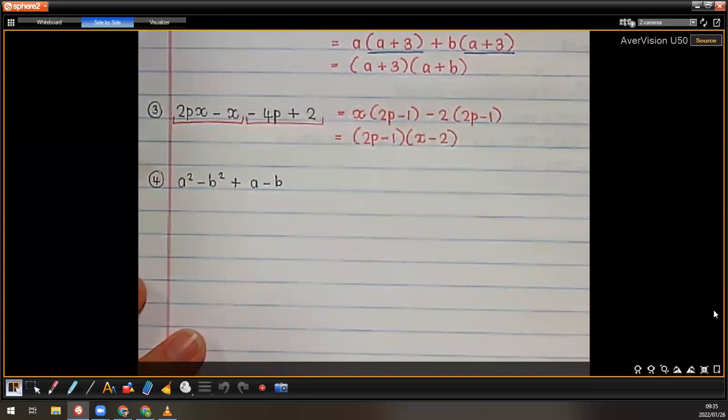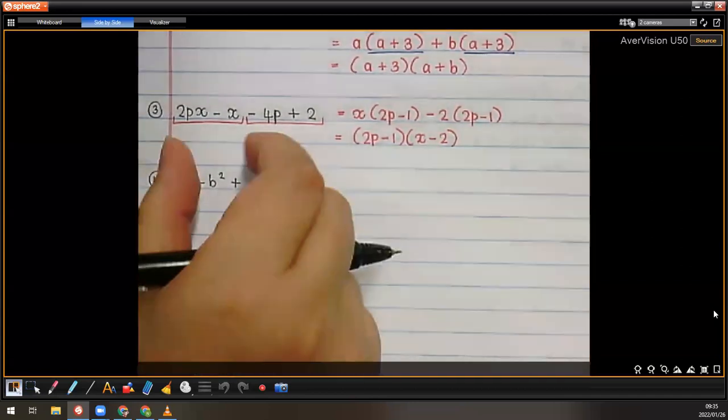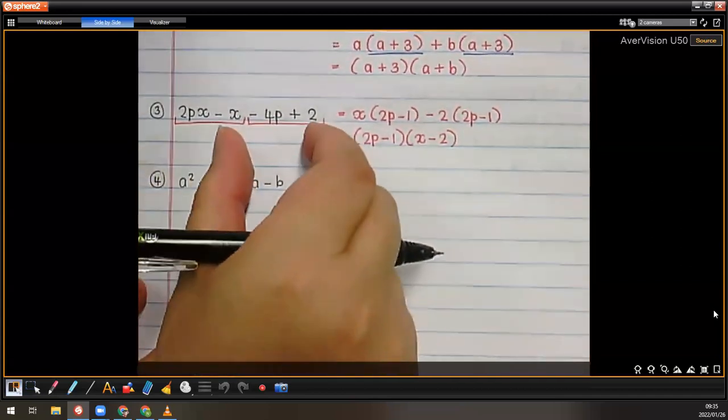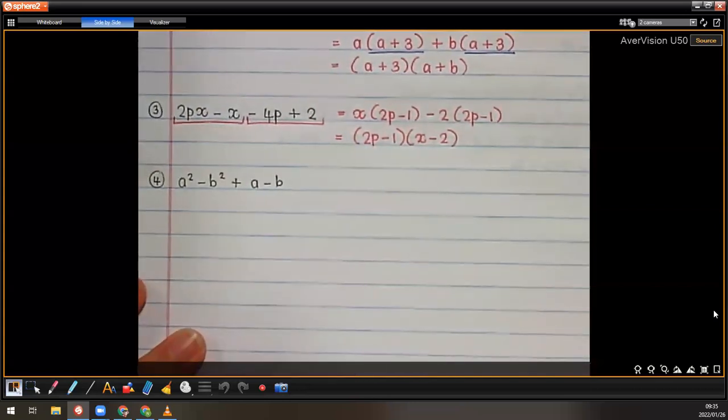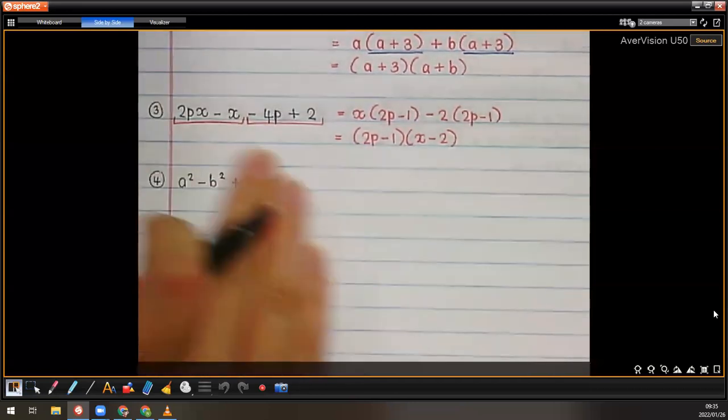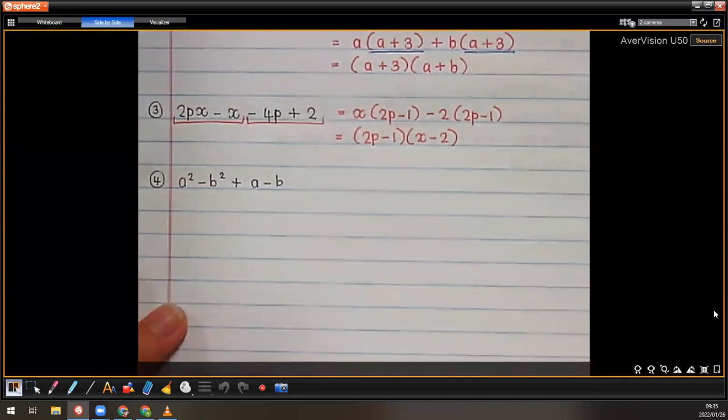It's fine if you group them differently. If you did terms 1 and 3, and then terms 2 and 4, you just have to take out a negative 1. That also would have worked. As long as you have these two brackets in the end, the order doesn't matter. Sorry, I know I said this is the last example, but I think actually I'm going to do this one with you as well.